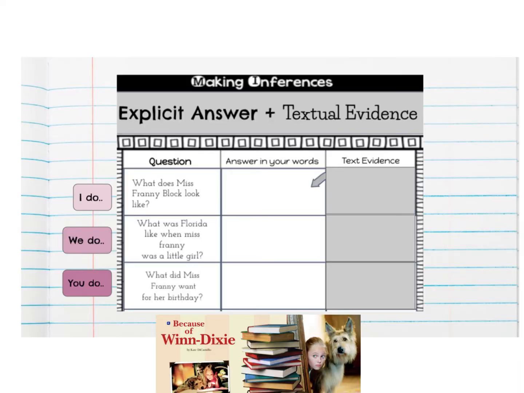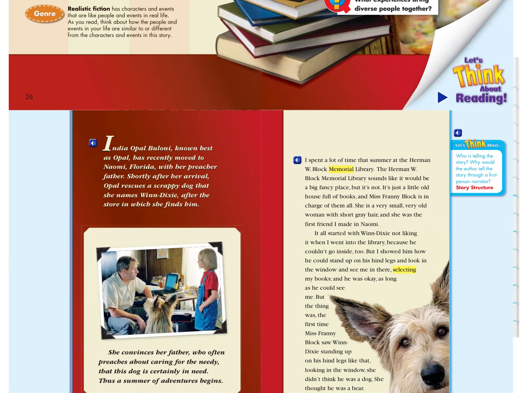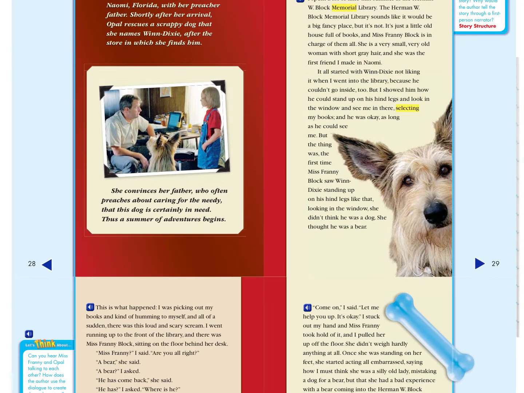At this time, I'm going to model what a growing reader does to answer first an explicit question. Those are those types of questions that are right there on the page. They're easy to find. And then we'll move into those harder inferencing questions. Let's start with the first question. I'm noticing my graphic organizer says, what does Miss Franny block look like? So I'm going to go back to the text and I'm going to find exactly what Miss Franny block looks like.